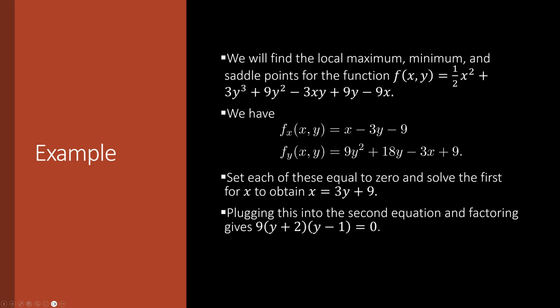And then we plug it in here. If y is equal to 1, we have x is equal to 3 times 1 plus 9, so that'll give me 12. And if y is negative 2, I'm going to get 3 times negative 2, which is negative 6, plus 9. So I'll get 3. So that gives me my two critical points here: (3, negative 2) and (12, 1). So again, if you need to pause the video to work through that, please do so.